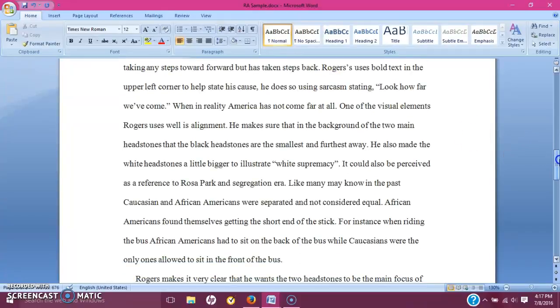And then this here, she's talking a little bit about alignment. And this is a descriptive sentence. And here we have kind of a little bit of description versus analysis. So he makes sure that in the background of the two main headstones, the black headstones are the smallest and furthest away. So we would take a look to make sure that this is accurate. And then he also made the white headstones a little bigger to illustrate white supremacy.